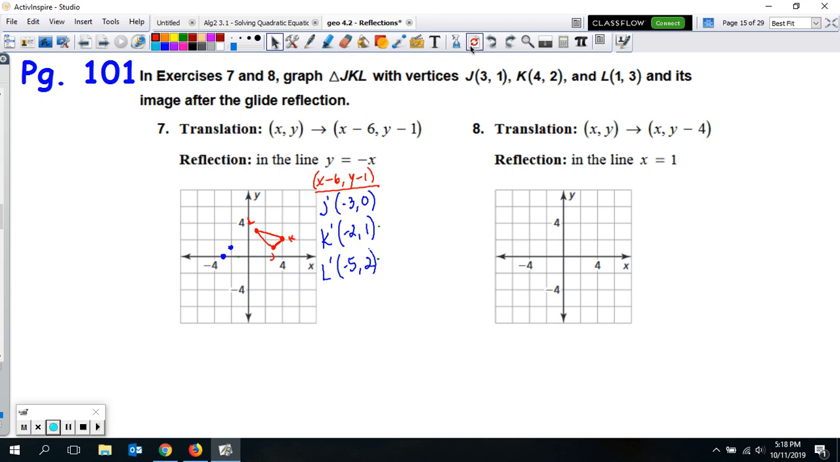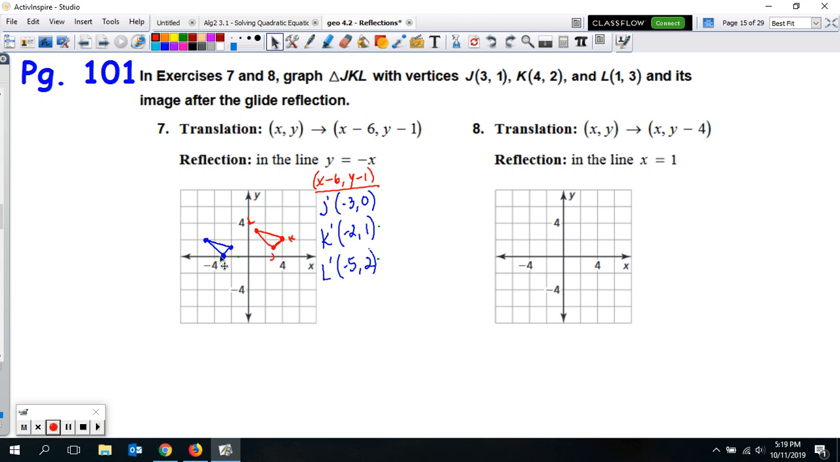And then negative 5, 2, it's going to be a little further over, negative 5 and up 2. That will be L prime. Should be labeling those points. I should have done that. I'm going to connect the dots to make another triangle. So it just shifted left 6 and it shifted down 1. That's what happened. So that was just a translation.